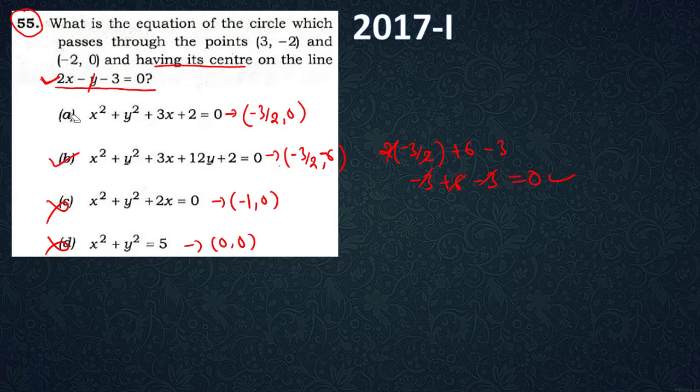Let's substitute this minus 3 by 2 and 0. For the other option, look here there is minus 6 so here 0 came, so will this 0 stay and give 0? Definitely it is not your correct answer. So which is your option? Correct option is, it is option B.